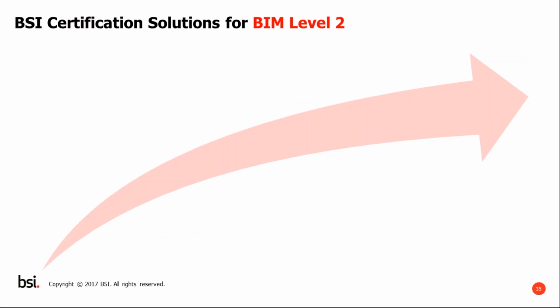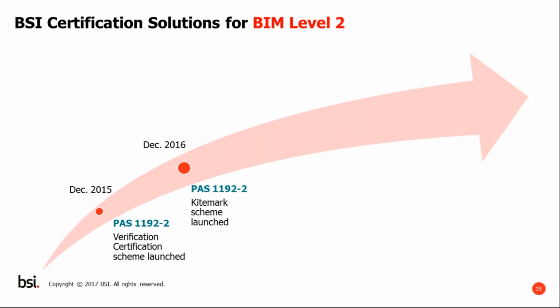And lastly, our final slide, just to give you a sense of where we are with our BIM Level 2 certification suite. We started off in December 2015 with our verification certification against Part 2. A year later, we launched our Kitemark against Part 2. The verification is very much a compliance tool, primarily focused on Table 8 of PAS 91, the condition of contract introduced last year, whereas the Kitemark is very much a market differentiator. This is a premium product of ours.